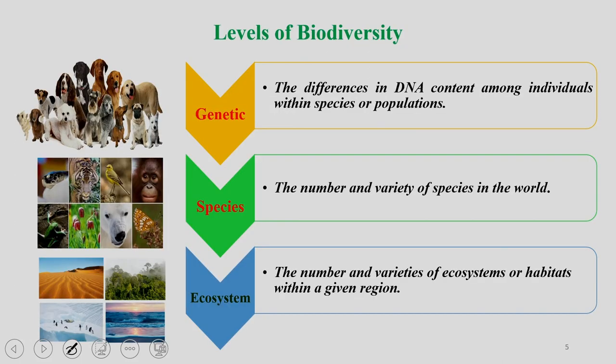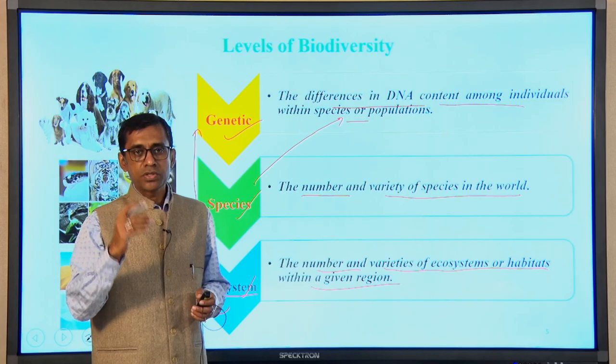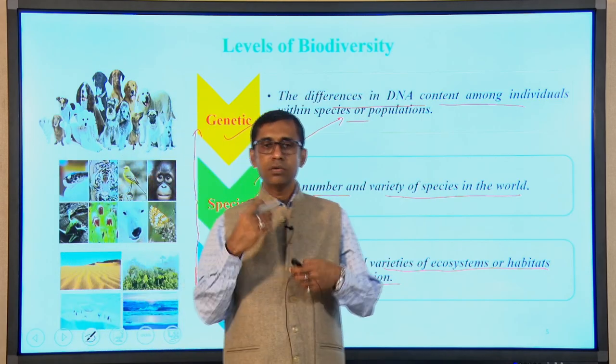Now, there are various levels of biodiversity that we often discuss: genetic level, species level, ecosystem level. Or let us go from bottom to up: ecosystem, species and gene level. At the genetic level, the differences in DNA content among various individuals within a species or a population are studied. At the species level, we look at the number and variety of species in the entire ecosystem. At the ecosystem level, the number and varieties of ecosystems or habitats within a given region in this world. So, we have three major levels of biodiversity that we often discuss.